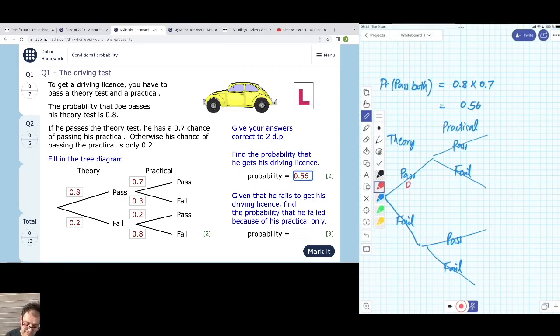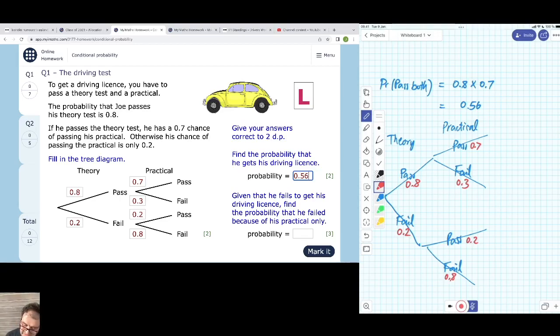Okay, so let's put some numbers on this. 0.8 that he passes the theory, 0.2 that he fails the theory. If he passes the theory, then it's a 0.7 chance that he passes the practical and 0.3 that he fails the practical. But if he fails the theory, then it's 0.2 that he passes the practical and 0.8 that he fails the practical. Okay, so we can just multiply these out.